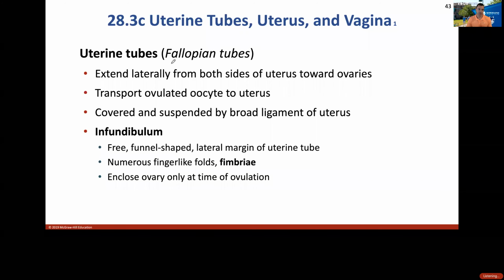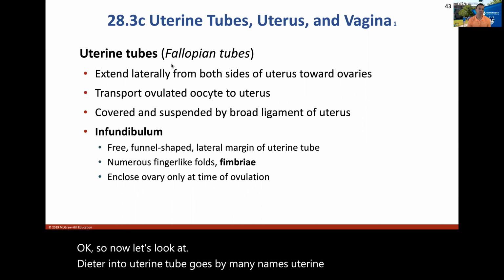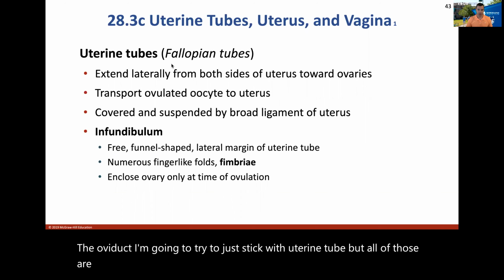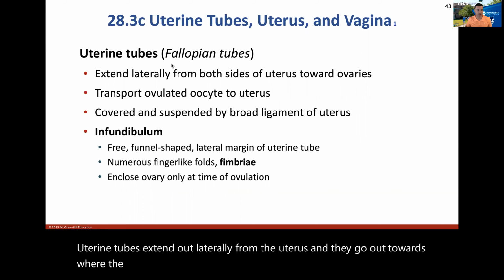Okay, so now let's look at the uterine tube. The uterine tube goes by many names: uterine tube, fallopian tube, the oviduct. I'm going to try to just stick with uterine tube, but all of those are synonymous with it. The uterine tubes extend out laterally from the uterus, and they go out towards where the ovary is, obviously, that we just talked about.